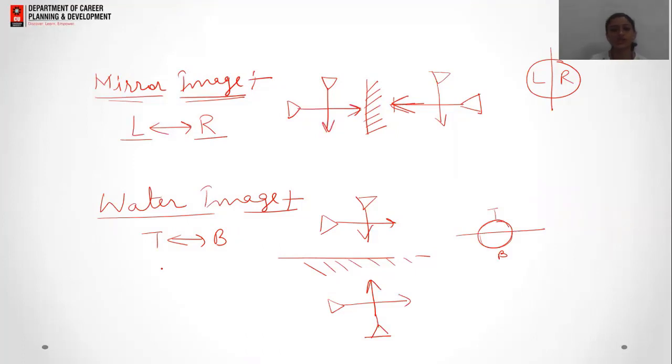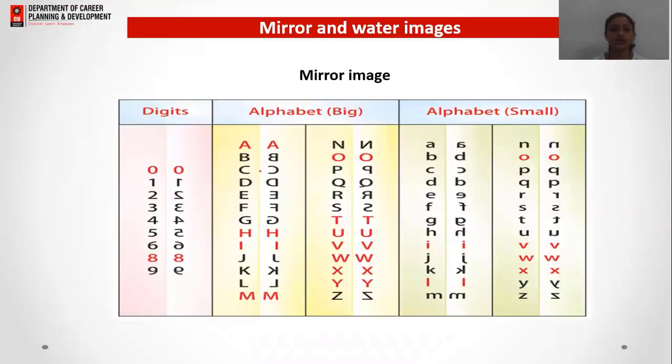So let's do some questions related to this. First of all, this is the mirror image of digits, capital letters as well as small letters. In this you can see there are some letters whose mirror image is the same, because if we cut these letters vertically, the left hand side and the right hand side remain the same. That's why their mirror image becomes the same. So the mirror image of these letters remains the same.